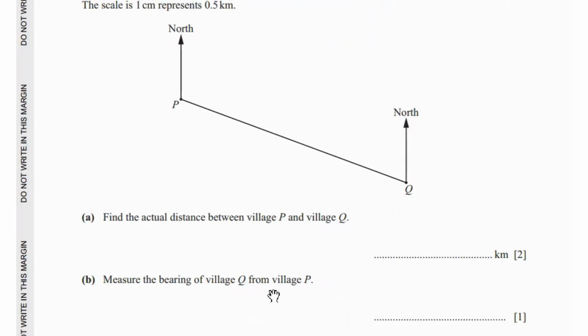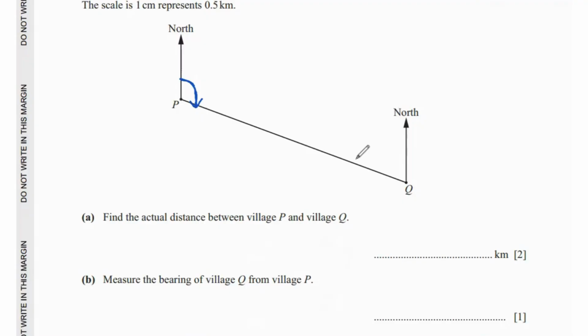Then measure the bearing of village Q from village P. So to measure the bearing of village Q from village P, this is the angle that we need to find. Whatever the bearing is from, you measure the angle at that point. You'll start measuring the angle from the north of that point and go in a clockwise direction. So in this direction. And you measure the angle till the line which connects both the points. So from the north to the line that connects P and Q.